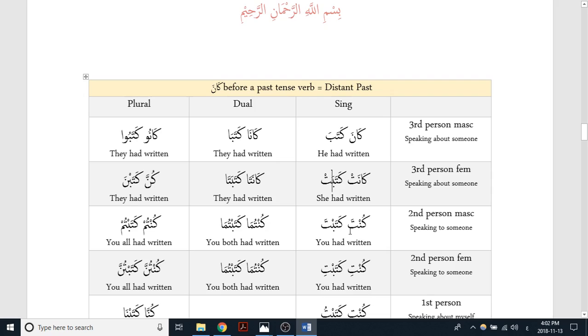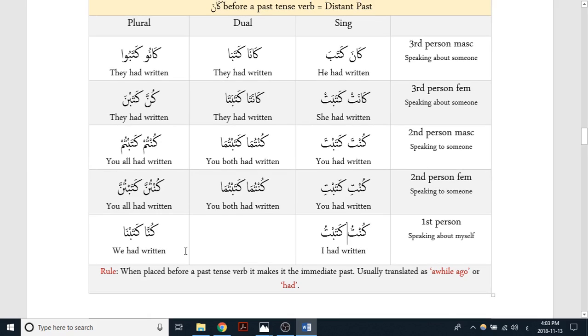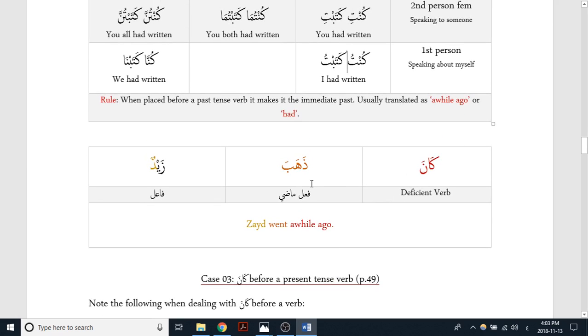Kunta katabta, you had written. Kuntuma katabtuma, you both had written. Kuntum katabtum, you all had written. And it continues forth. Kunti katabti. Kuntuma katabtuma. Kuntunna katabtunna. Kuntu katabtu, kunna katabna. So it can either be translated as had or a while ago. It could be I wrote a while ago. Take a look at another example. Kana dhahaba Zaydun. So it would now mean Zayd went a while ago.